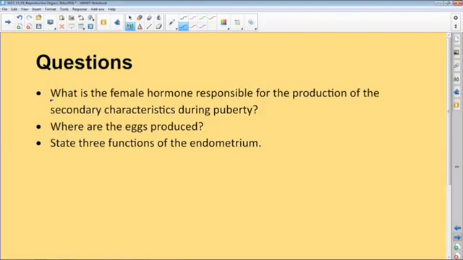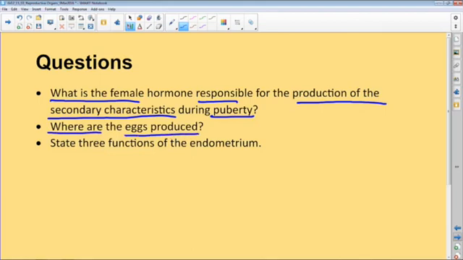First one: what is the female hormone responsible for the production of secondary characteristics during puberty? The next one: where are the eggs produced? And the last one: state 3 functions of the endometrium. So there it is again. What is the female hormone responsible for the production of female secondary characteristics? Where are eggs produced? And state 3 functions of the endometrium wall.